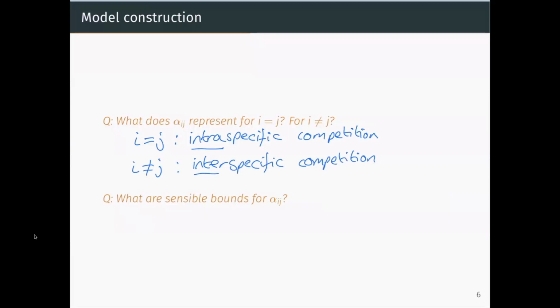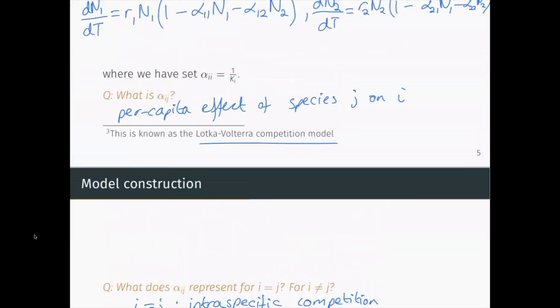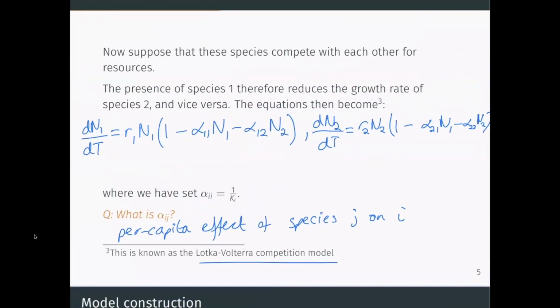So we can then think about, okay, what are some sensible bounds for these parameters, these alpha ij's? Well, because we're talking about a competition model, in this case, we had negative signs in front of all of these terms here.